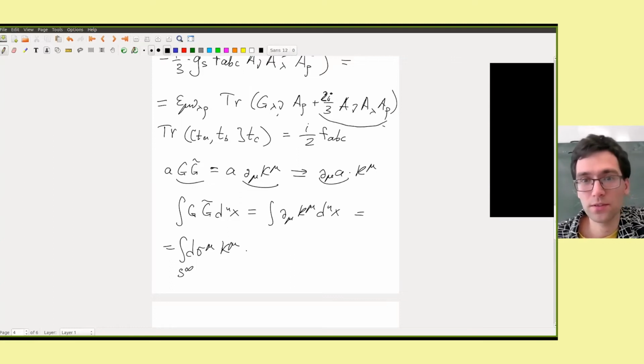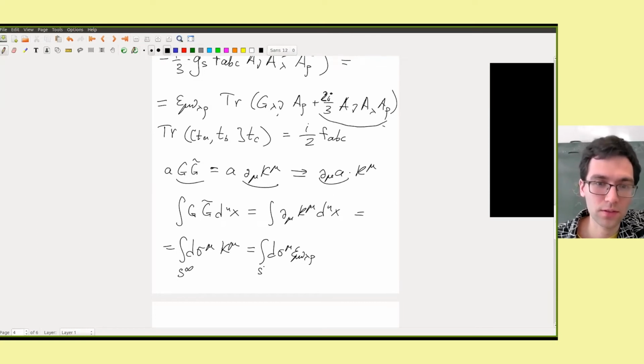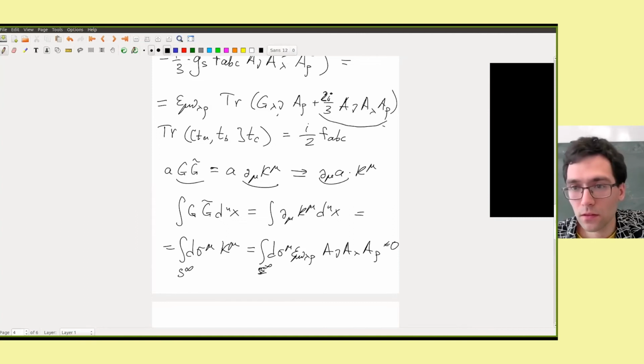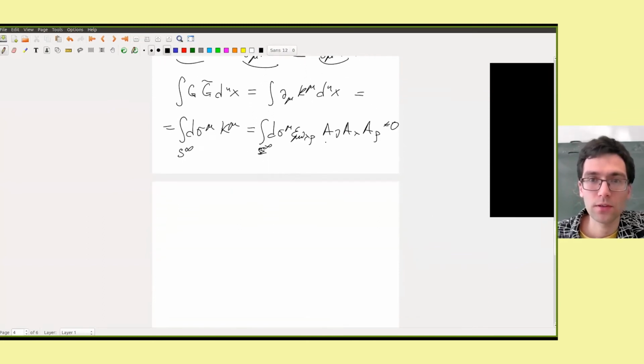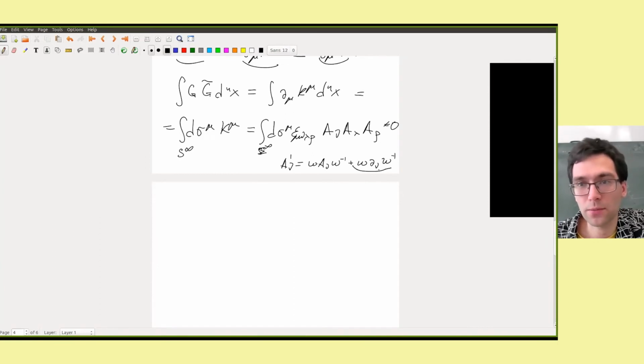And actually it turns out that this integral of dσ_μ ε^{μνλρ} A_ν A_λ A_ρ is in the end not 0, even though it is taken at infinity. Here it is also clear that what will contribute to this term is only the pure gauge part, since the gauge transformations of A_ν are just ω A_ν ω^{-1} plus ω ∂_ν ω^{-1}. So only the pure gauge part will contribute.